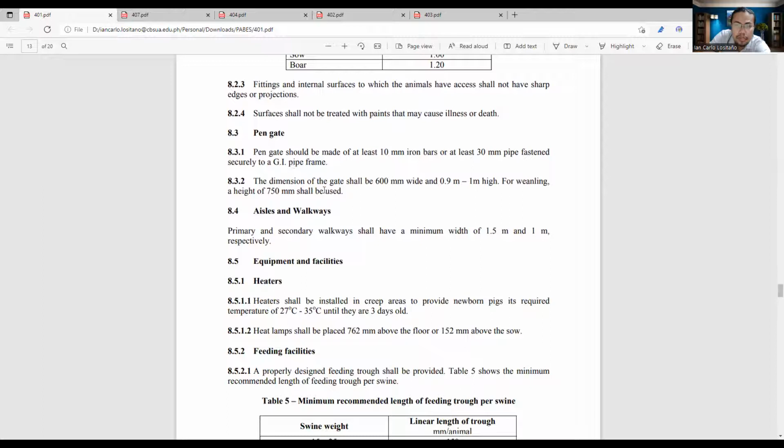For the pen gate, the dimension of the gate shall be 600 millimeters wide and 0.9 meters to 1 meter high. For weaning, a height of 750 millimeters shall be used. Primary and secondary walkways shall have a minimum width of 1.5 meters and 1 meter, respectively.